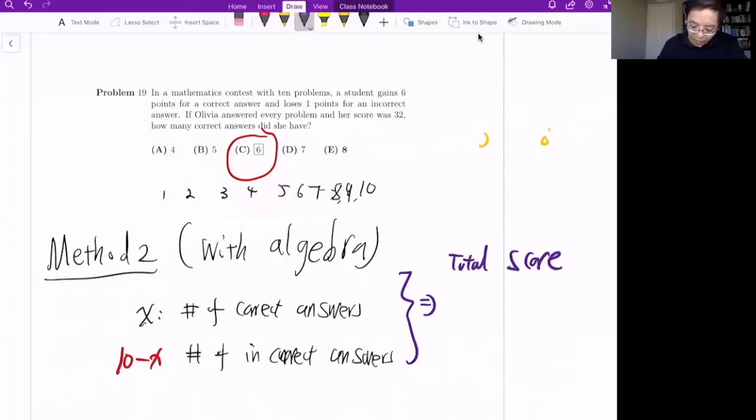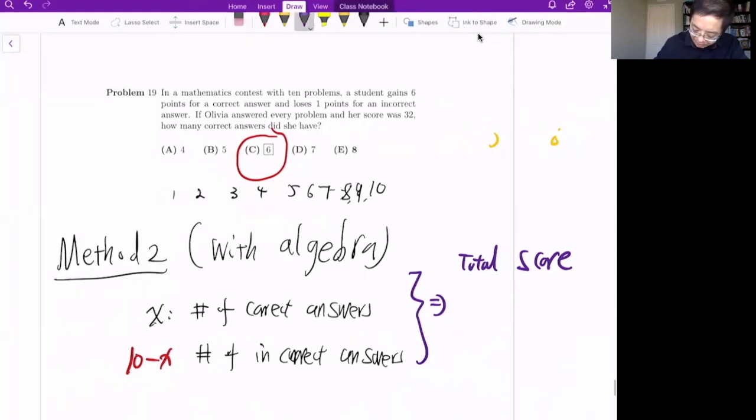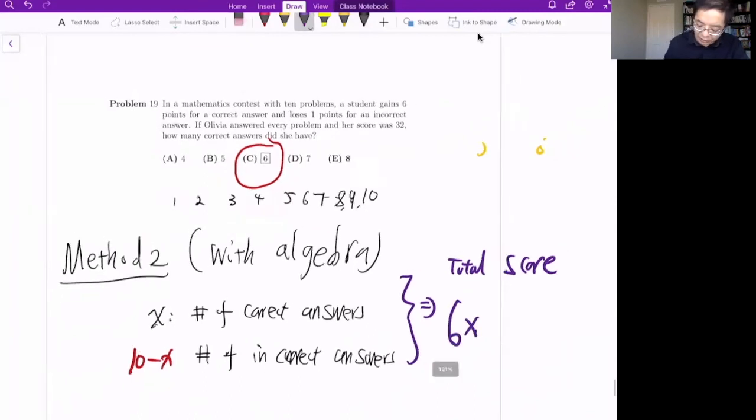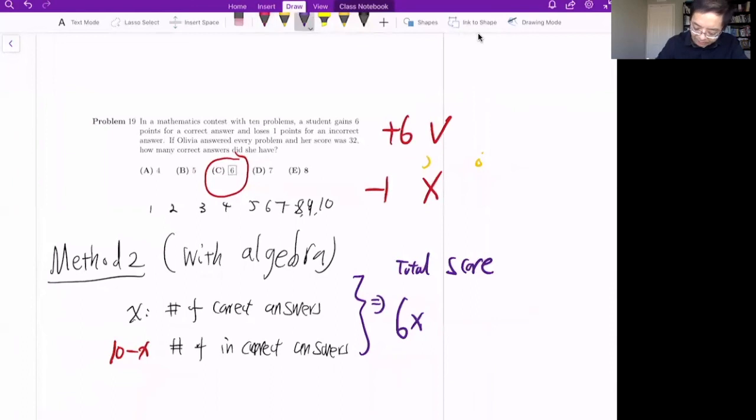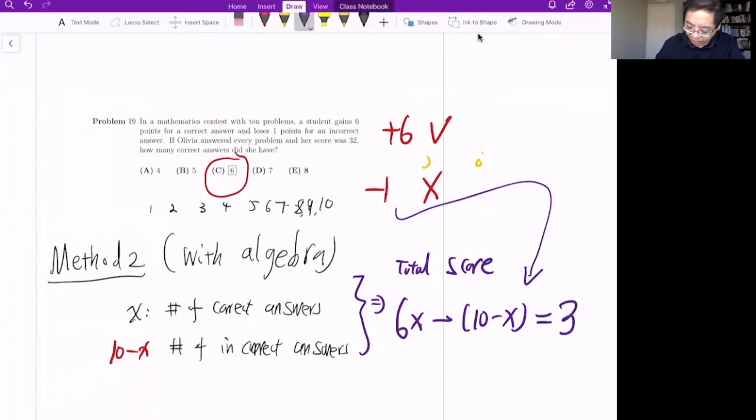The total score will be 6 times x. Sorry, so it's 6 times x because each correct answer is 6 points. So let me remind you, each correct answer is 6 points. Each incorrect answer you lose 1 point, and then you have to minus the incorrect answers. So this is 10 minus x, because you lose 1 point, right? All right, so this equals 32.